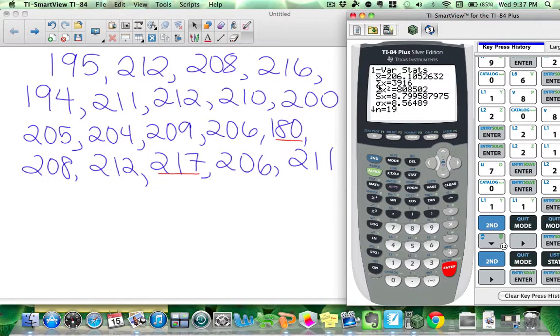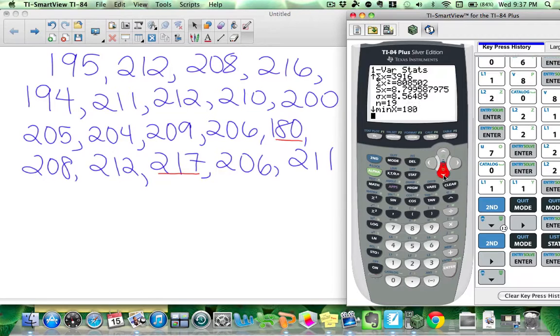Okay. The next few are numbers that we're not going to concern ourselves with now. N equals 19 tells me that there were 19 observations. I need you to hit the down arrow. It has more to tell us. Oh, hello, here's the 5-number summary. The minimum is 180. The first quartile, or Q1, is 204. The median is 208. The third quartile is 212. And the maximum is 217. By the way, Q1 and Q3 are sometimes also called the lower quartile and the upper quartile. So if you ever see that terminology, that's what that means.